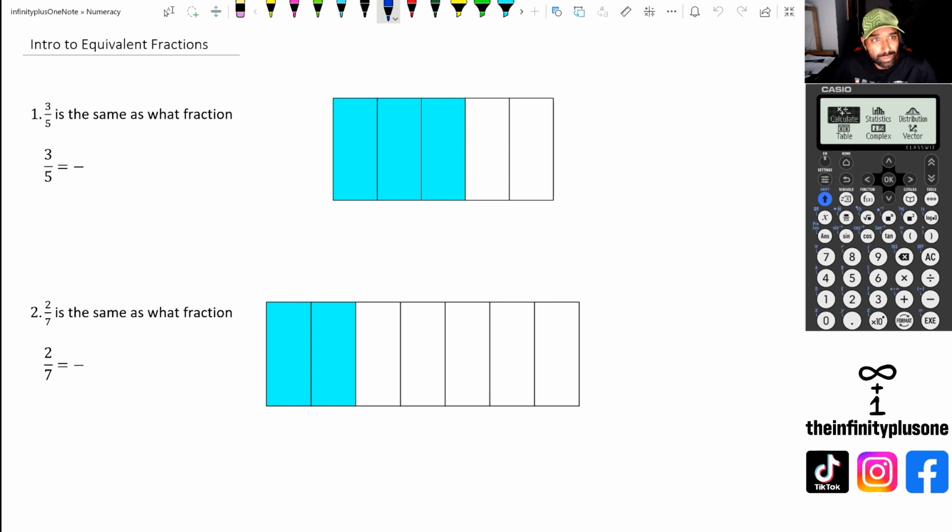In this video we're going to be looking at a bit of an introduction to equivalent fractions. So without further ado, let's get started.